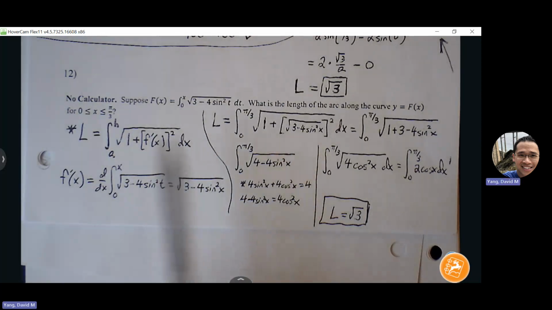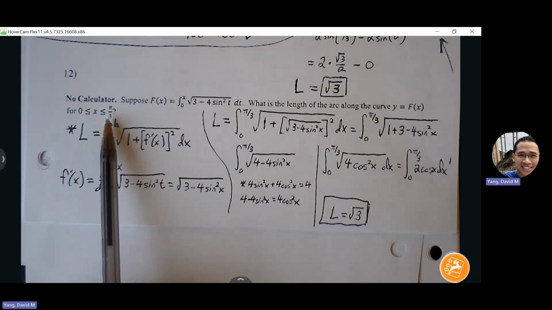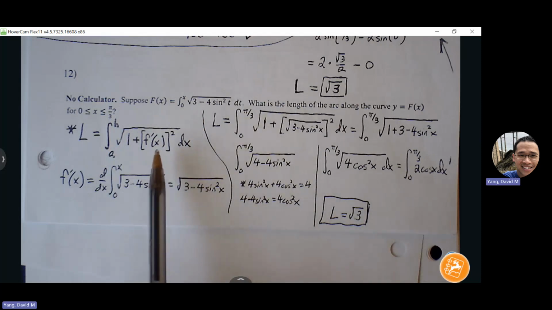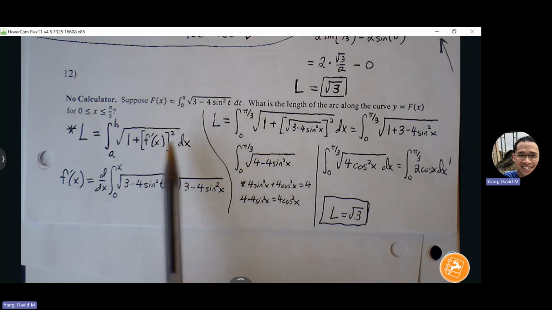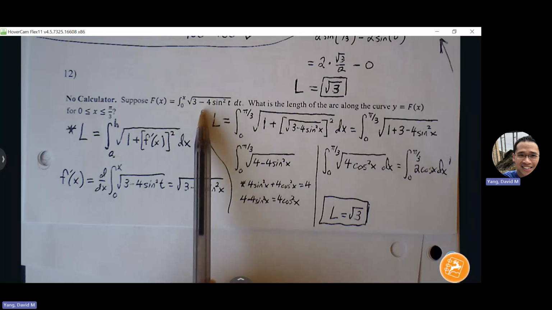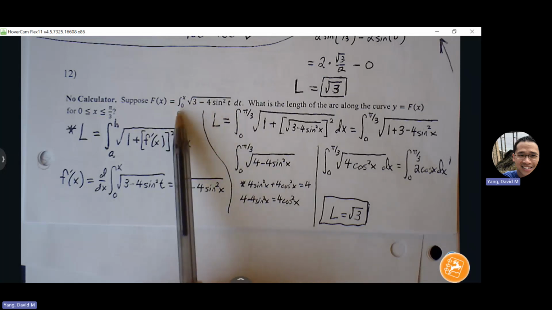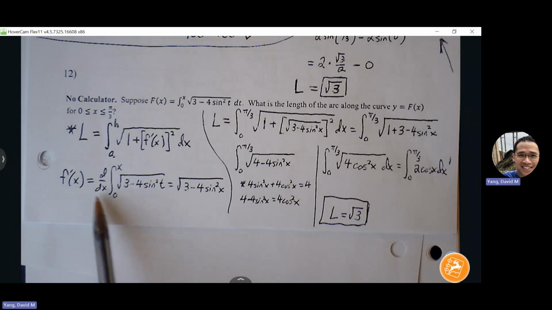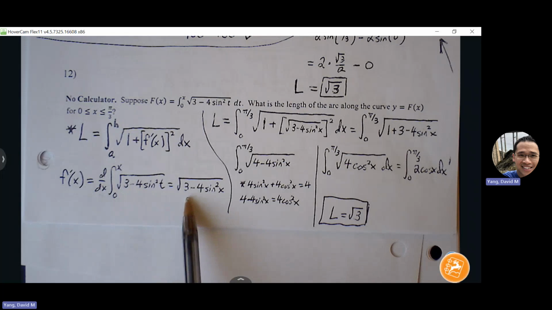Okay, so we know that we're going to go from 0 to pi over 3. So that's our a and b value. We know we have to insert f prime into the formula. My f of x is this messy expression. If I want to find f prime, it's a derivative of this integral, so that reminds us of the second theorem, right? The second theorem allows us to clean things up. So I'm left with root 3 minus 4 sine squared x. Everyone good up to this stage here? So this is my f prime.